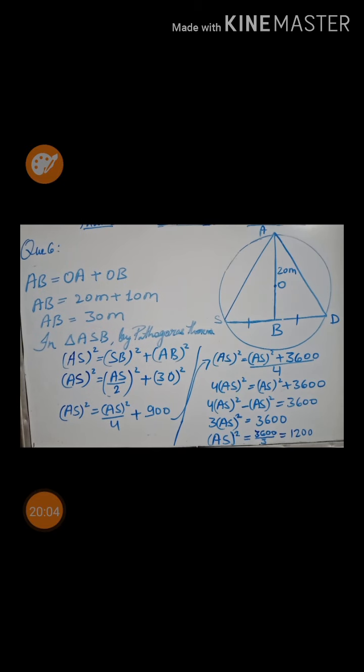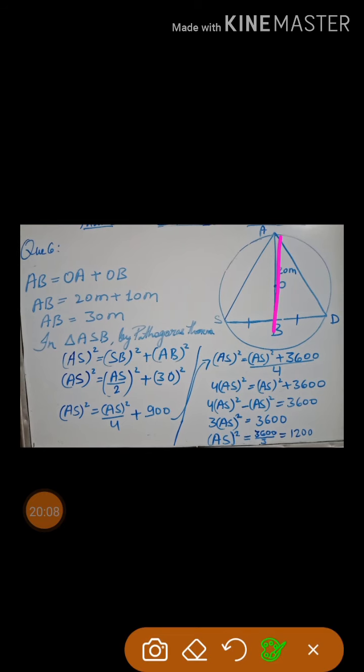Now we are finding AB. The length of AB will be equal to OA plus OB. So we write the same thing here, OA plus OB. OA is the radius of the circle, and OB we have already got, it is 10 meter. So 20 plus 10 is 30. So we have got that AB is 30 meter.